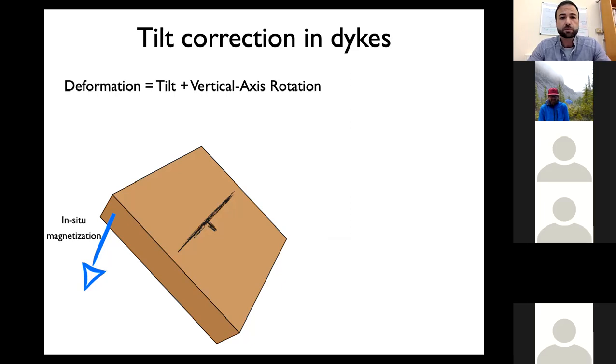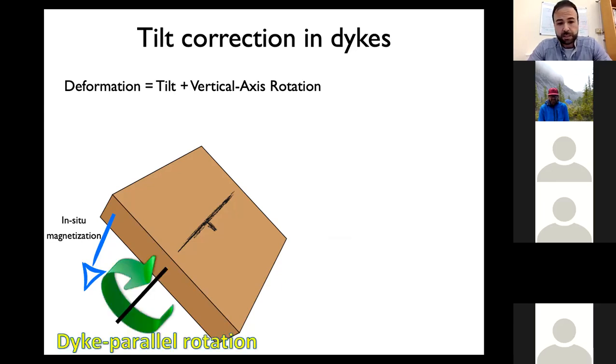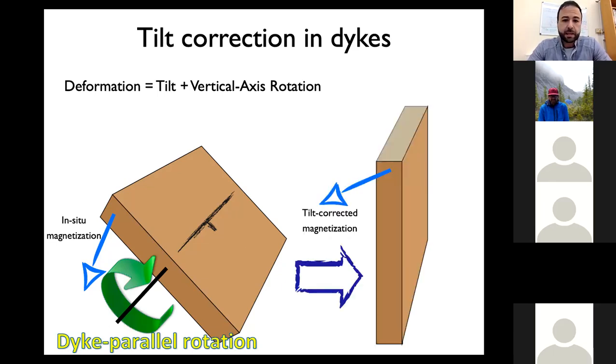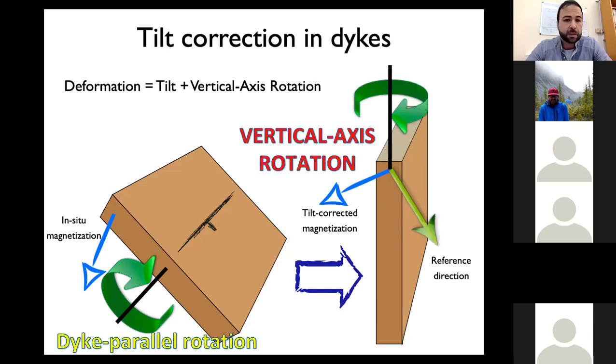The situation is even more dramatic when we apply the tilt correction in dykes, and I'm talking about sheeted dykes because it's what I've been working on so far, so originally vertical dykes. If you apply a tilt correction on dykes, you are 100% sure you are going to introduce error. Again, what people have been doing in dykes is taking a dyke, performing a dyke-parallel rotation to restore it to vertical. And then from the tilt-corrected direction, you compare it to a reference direction and you calculate the vertical axis rotation.